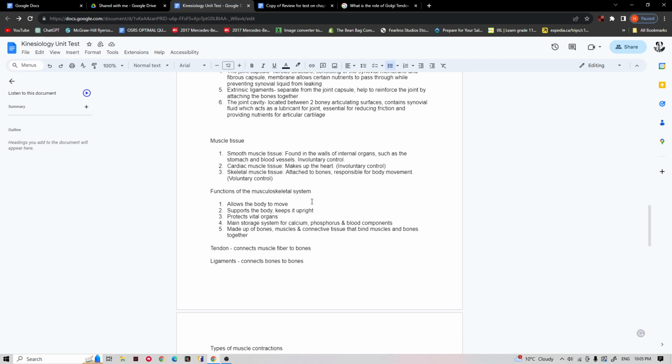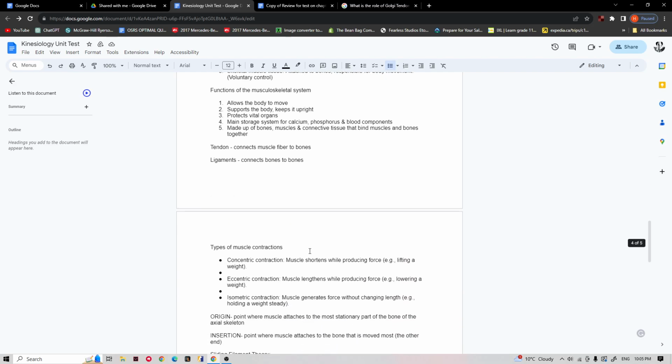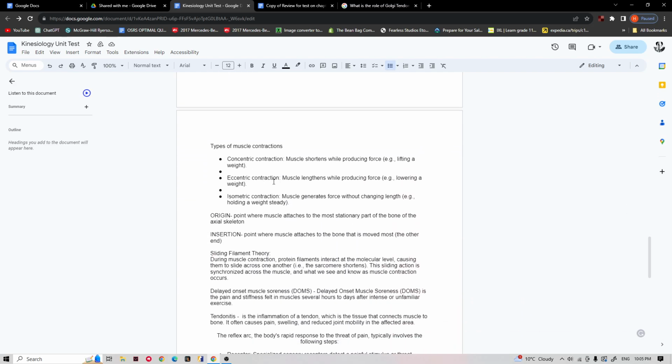Functions of the musculoskeletal system: allows the body to move, supports the body, keeps it upright, protects vital organs, and is the main storage system for calcium and phosphorus. It is made up of bones, muscle, and connective tissue that binds muscle and bones together. Next on, we have the types of contractions.